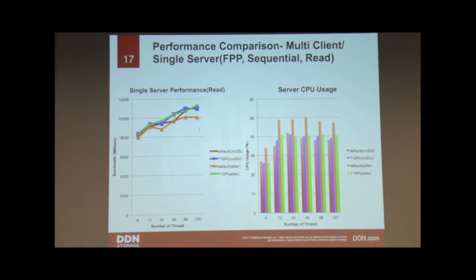This is the same benchmarking on the client side, but for the read. The performance is also quite the same, except Adler, where the CPU usage is a little bit higher than after the patch. But with CRC32C, the checksum calculation is still offloaded from the CPU. This has less performance impact, so less CPU usage impact as well.